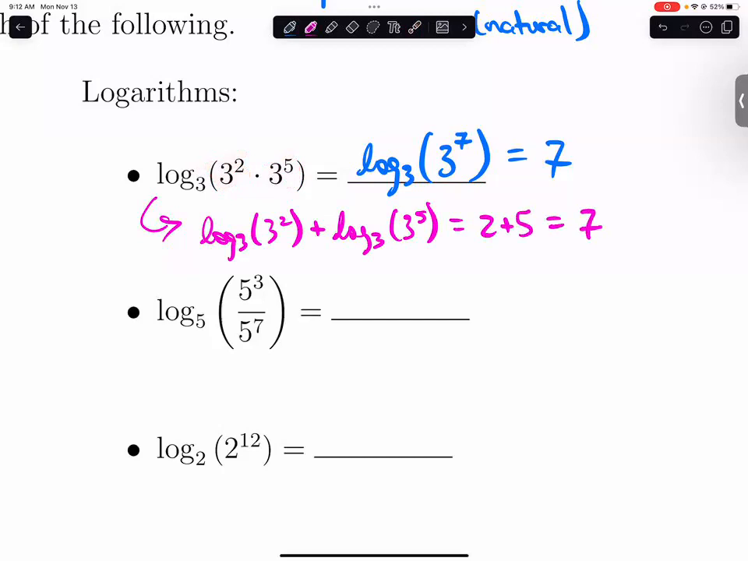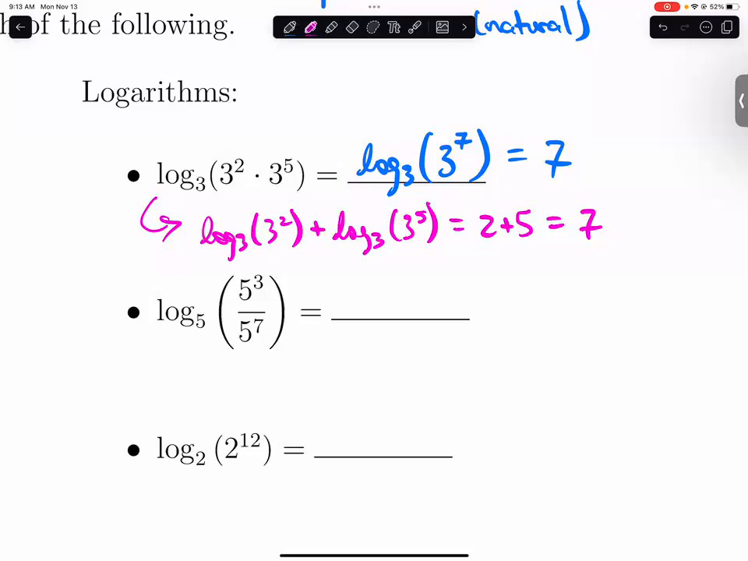Because again, what the log is doing is giving me an exponent or finding a power, right? What power is this? Well, okay, it's 2. Log base 3 of 3 squared would be 2. This one would be 5. And we add them together because multiplication, the way you combine is by adding the powers, and that's what the logs are, right? That's why it becomes addition.